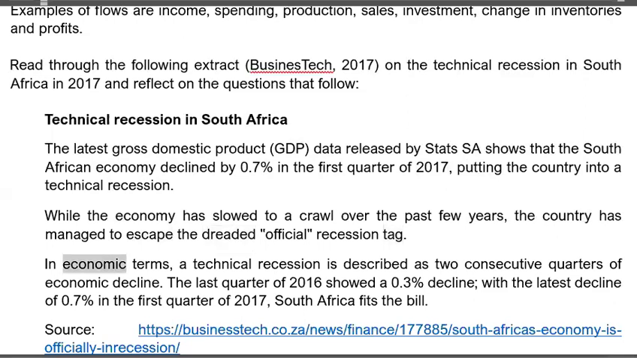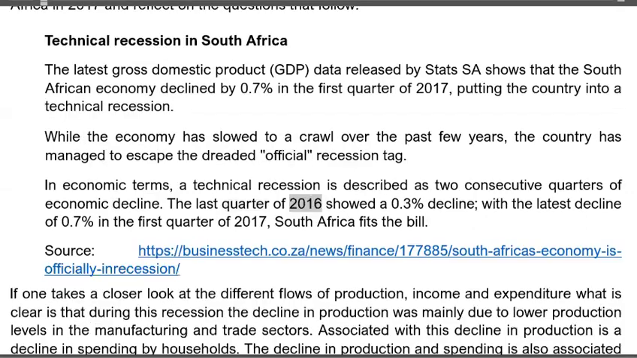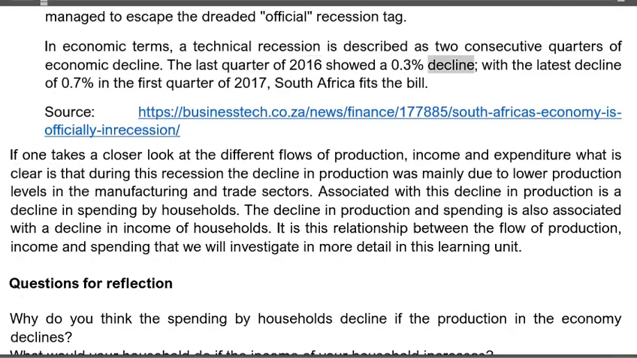In economic terms, a technical recession is described as 2 consecutive quarters of economic decline. The last quarter of 2016 showed a 0.3% decline, with the latest decline of 0.7% in the first quarter of 2017. South Africa fits the bill. Source: Recession.